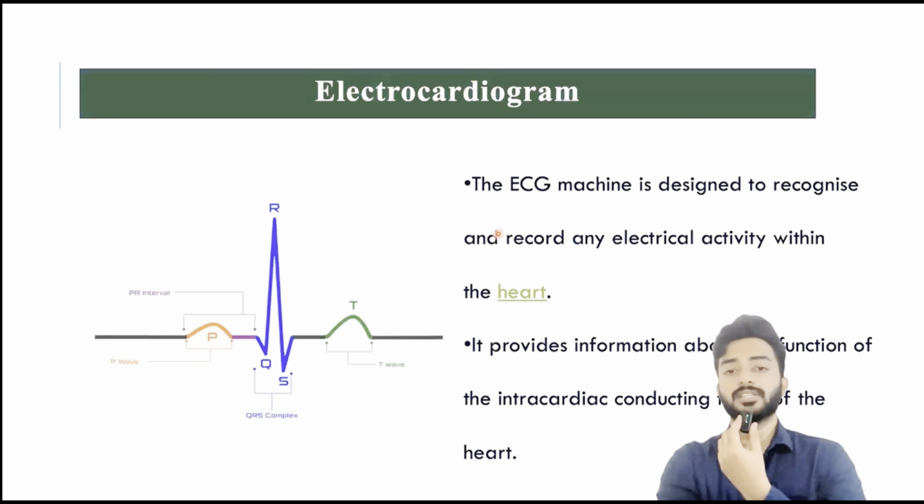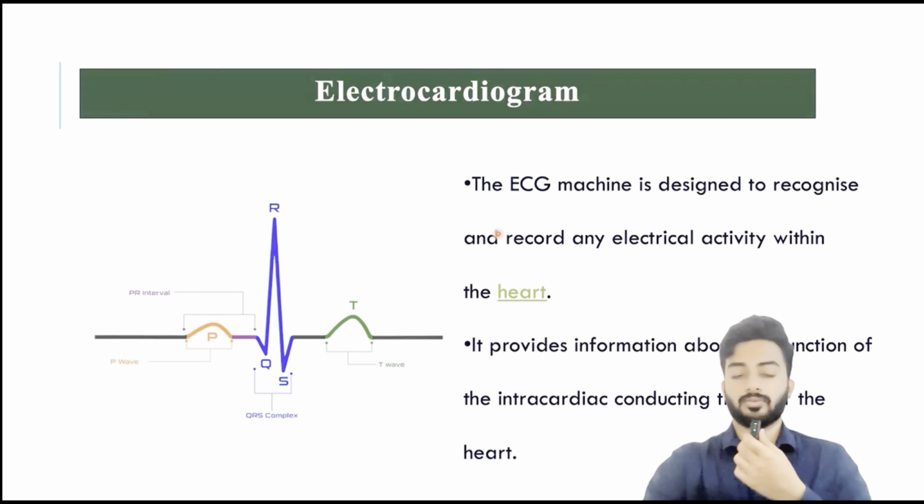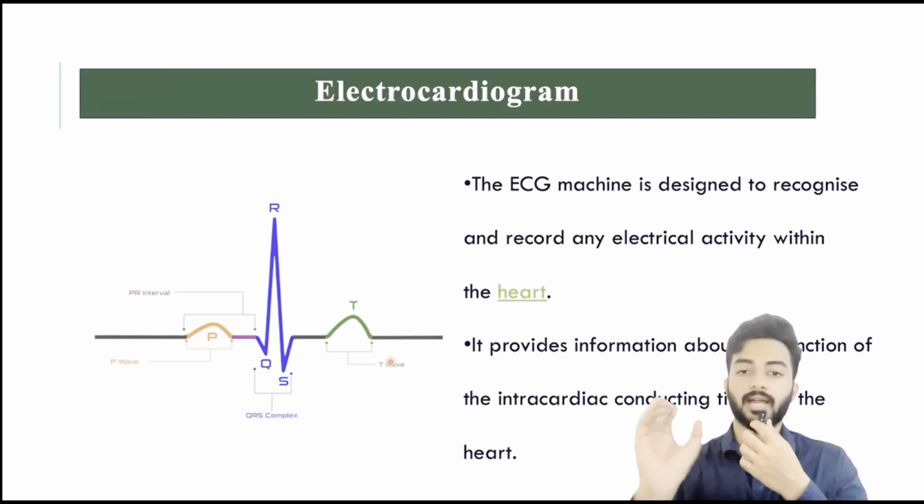Next, we are going to see the ECG. The electrocardiogram machine was designed to recognize and record any activity within the heart. As we all know, we have the P wave. Then there comes the PR interval, from the start of the P wave to the start of the QRS. Then we have the QRS complex, and we have the ST segment and T wave. So this is the electrical record of the heart. This provides information about the function of the intracardiac conductive tissue of the heart.